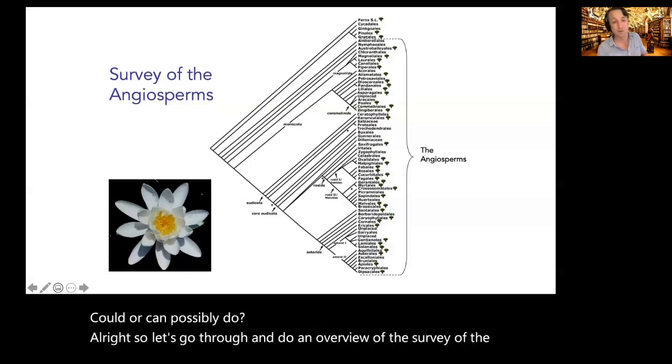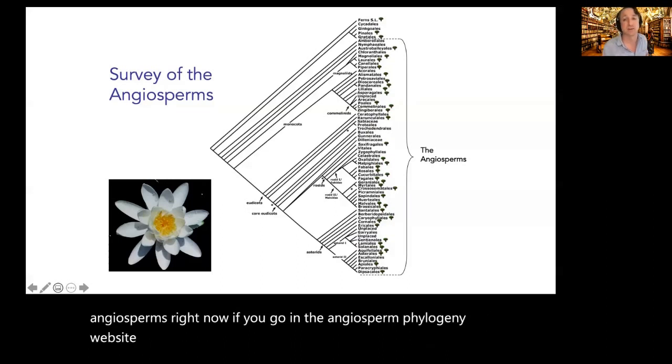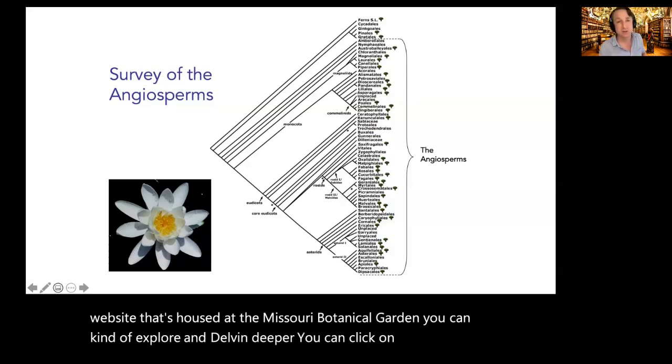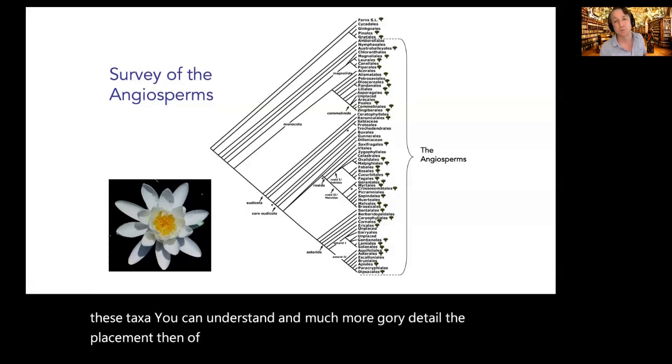If you go on the Angiosperm Phylogeny website housed at the Missouri Botanical Garden, you can explore and delve in deeper. You can click on each one of these taxa. You can understand in much more gory detail the placement of any angiosperm in terms of where they end up on this angiosperm phylogeny.